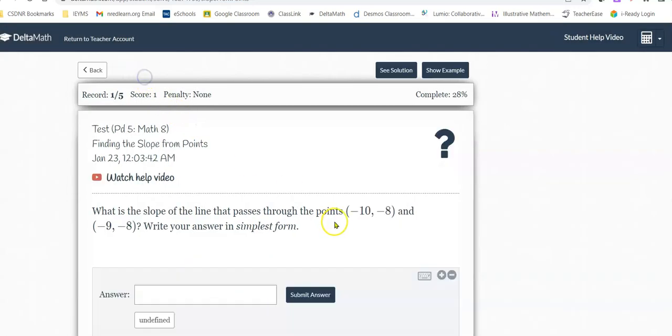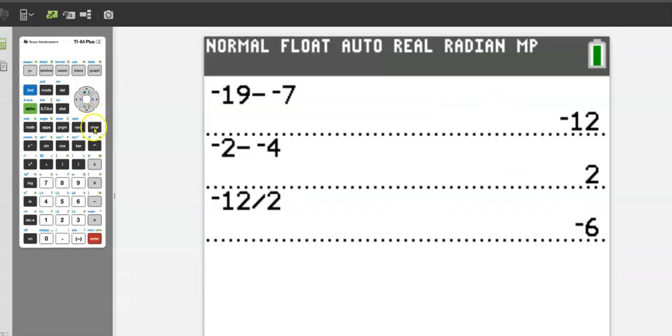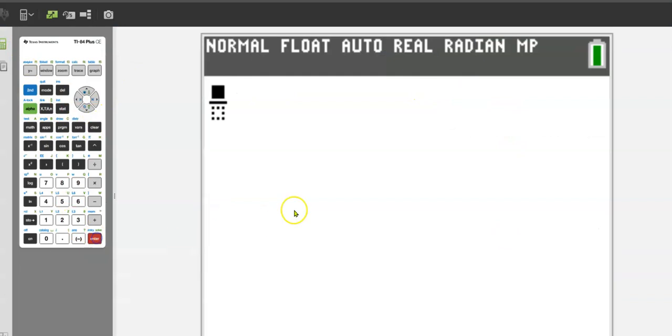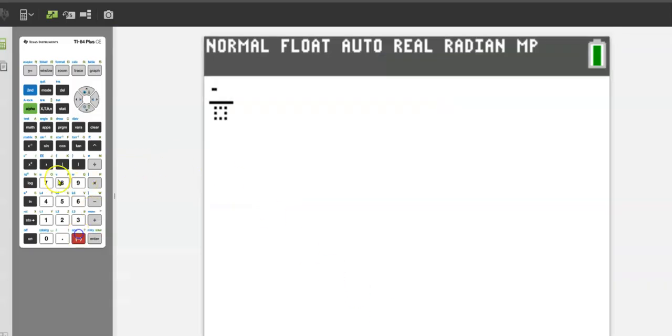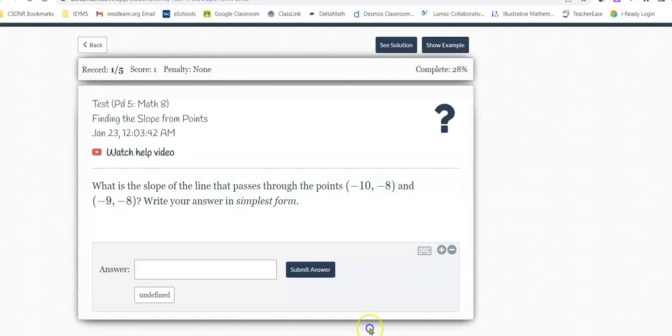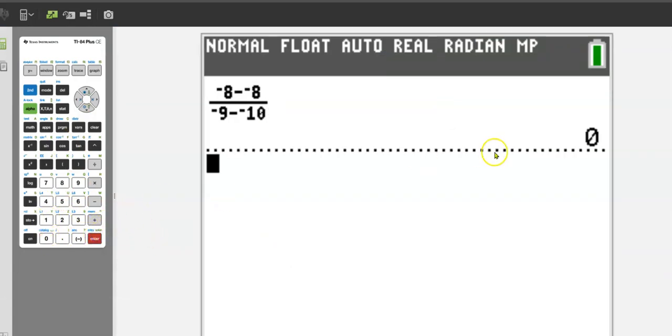And the next one, you're going to do the same thing. Now you could use your giant fraction button, right? If you have one of those calculators that has this button, you could type the whole thing in. So negative 8 subtract negative 8 is my numerator, y minus y. And in the denominator, I have negative 9 minus negative 10. And you can put that whole thing in. And we got a value of 0 because negative 8 minus negative 8 is 0.